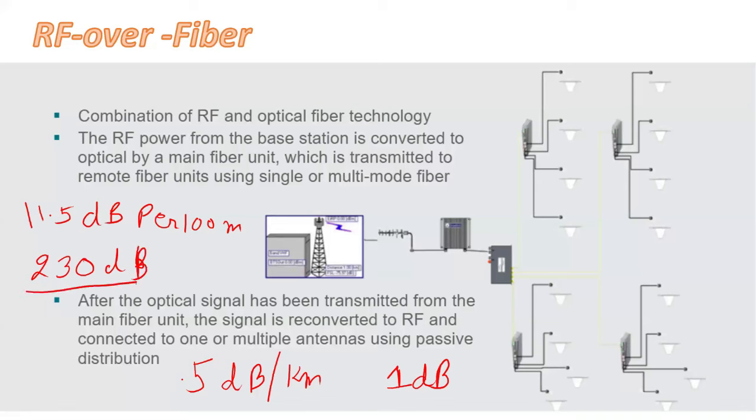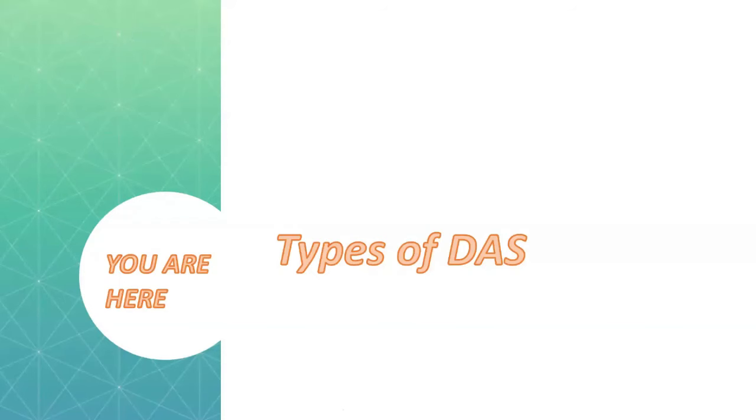And for optical fiber, loss is just 1 dB. So fiber systems are therefore commonly used to interconnect multiple buildings separated across the campus, right? And let's talk about the types of DAS.